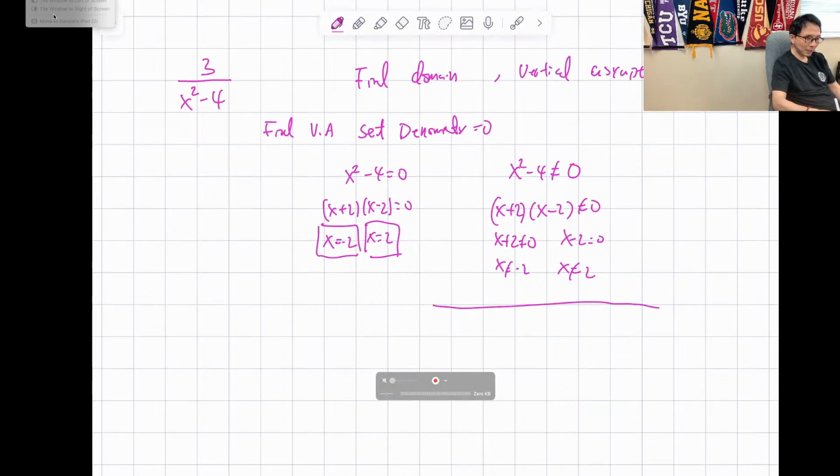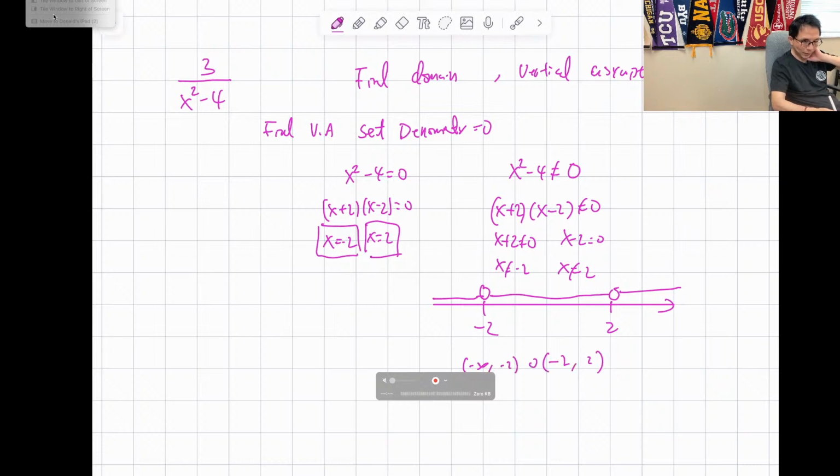What does that mean? That means on a number line at -2 and +2, there are open circles. Anything between is fine. So the domain is from -infinity to -2, union from -2 to 2, union from 2 to infinity. That's how you find the domain, in interval notation. You follow me so far? Okay, now that's how you find domain.